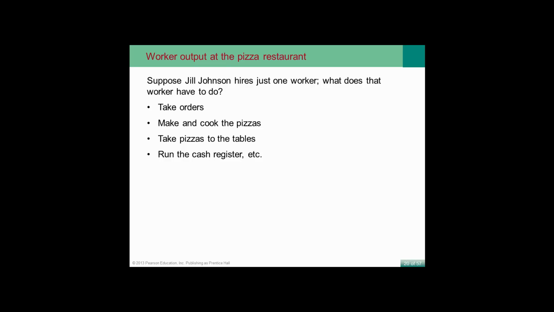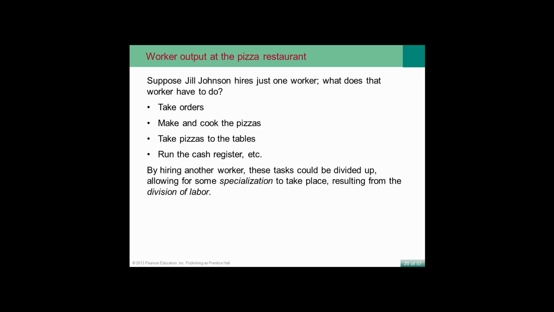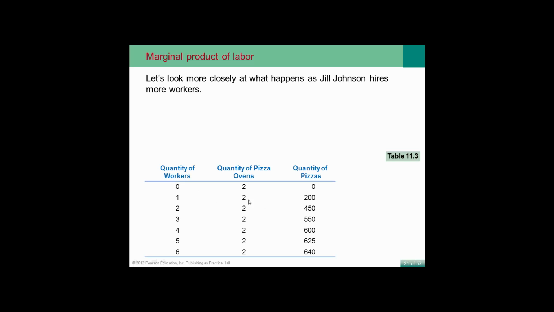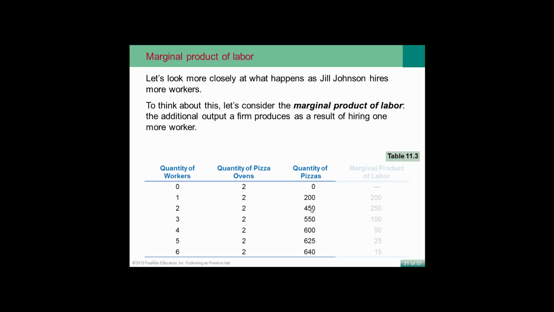By hiring another worker, these tasks could be divided up, allowing some specialization to take place, resulting in a division of labor, and more efficiency. 2 workers can probably produce more output per worker than 1 worker alone. As you can see, 1 worker can only do 200 pizzas, but 2 can produce 450.